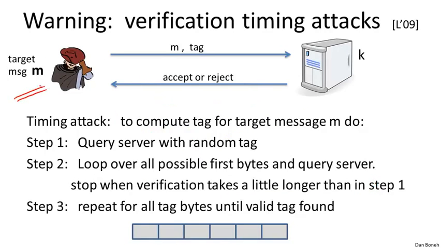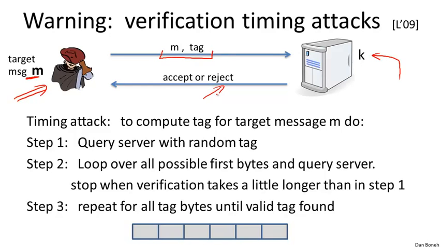So imagine you're the attacker and you have a message M for which you want to obtain a valid tag. Now your goal is to attack a server that has an HMAC secret key stored in it, and the server exposes an interface that basically takes message MAC pairs and checks that the MAC is valid. If the MAC is valid, it does something with the message, and if the MAC is not valid, it sends back to the originator the message reject.